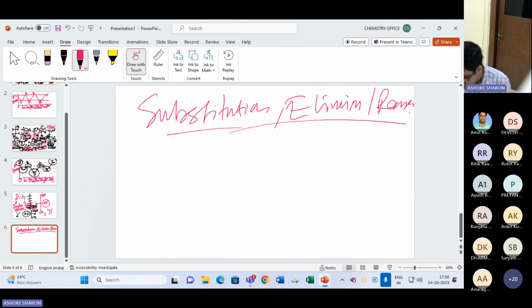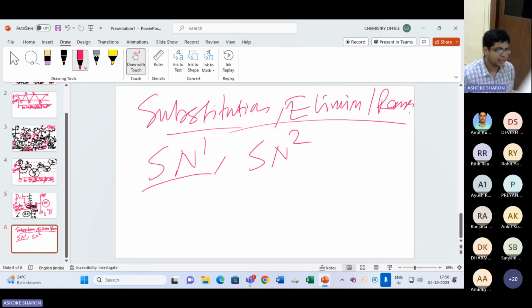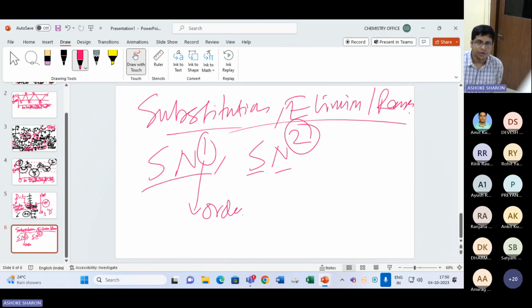Substitution reactions, all of you already studied at the 10+2 level. One is called SN1, another is SN2. SN1 means S comes from substitution, N from nucleophilic, and 1 from the order of the reaction. In SN2, the order is 2, which means it's called a bimolecular reaction. SN1 is a nucleophilic substitution unimolecular reaction. So all of you already studied the basic concept of SN1 and SN2 reactions.